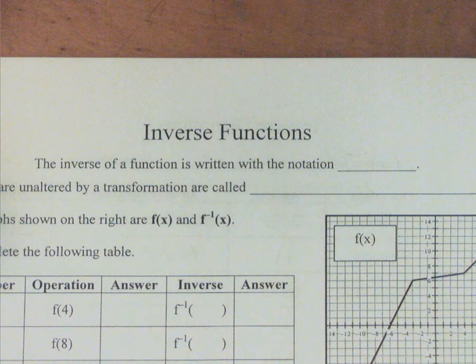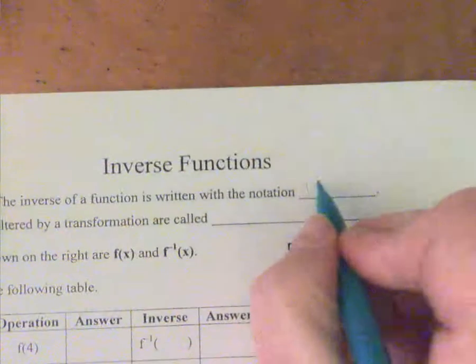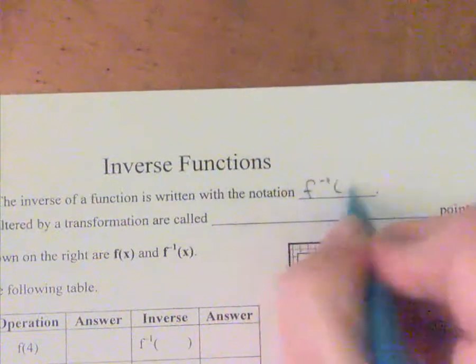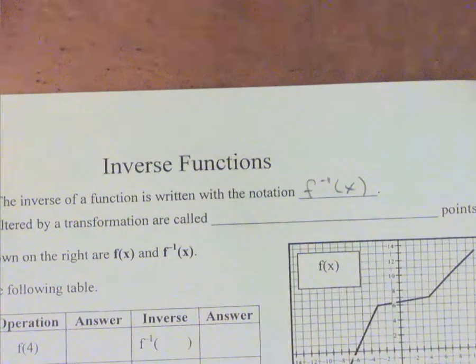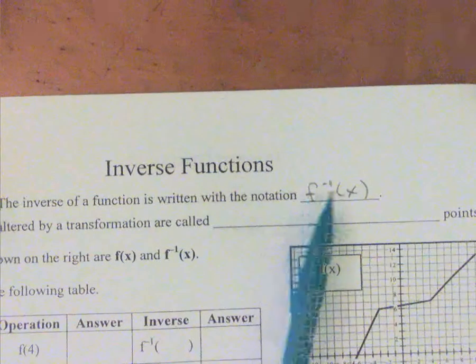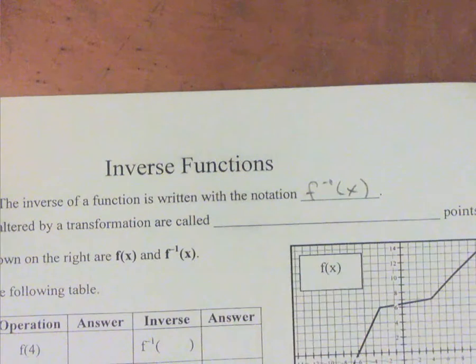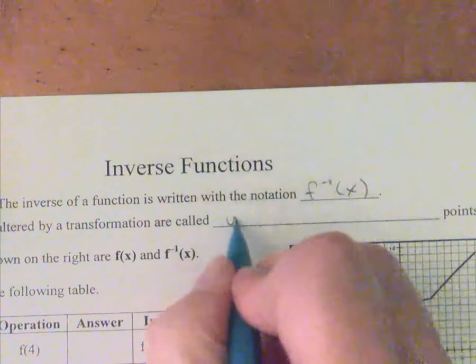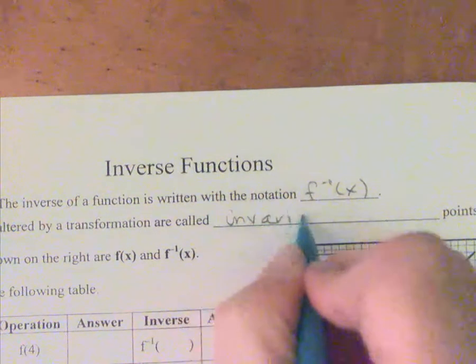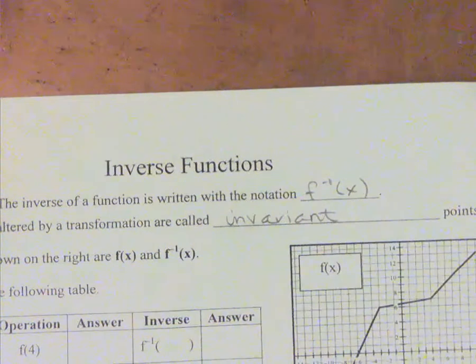Okay, so inverse functions, the notation is f inverse of x. Very similar to when you have sine inverse, cos inverse, tan inverse. This does not mean to the power of -1. It means the inverse function. If you find the point both on the original function and on the inverse function, it's called an invariant point. It means it was unaltered by any transformation.